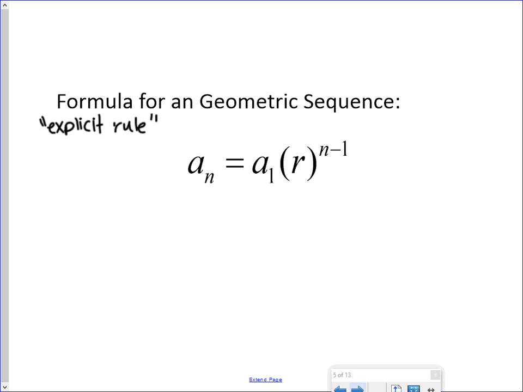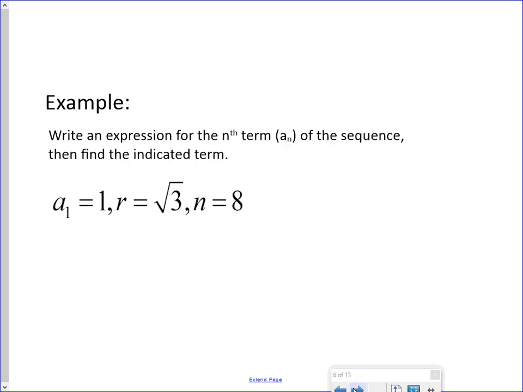Okay. So there's a little bit of difference there. This should be a quick and easy example for us. We're being asked to do two things. Write the expression for the nth term, for the a sub n, or the nth term of the sequence, and then find the indicated term. So you're doing two different things. Writing an explicit rule, so write the rule, and then plug in n equals a.